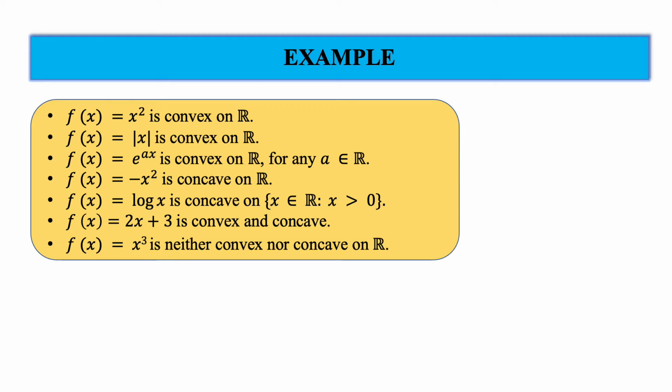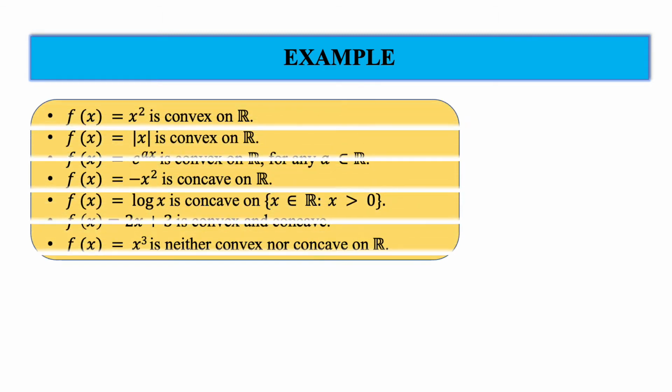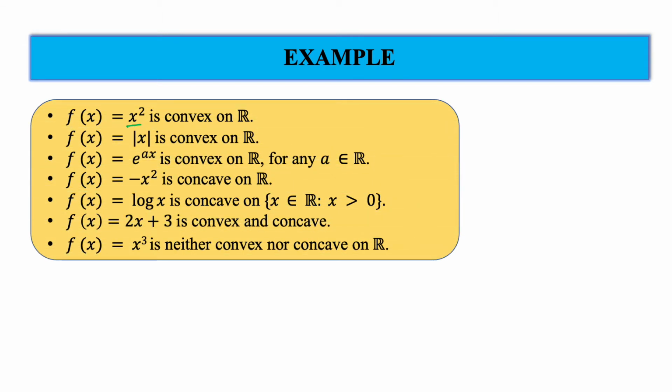well as mathematical methods. Now let us look at some example functions and try to identify whether they are convex or not by drawing their graphs. Suppose we have the function f(x) = x², where f is from R to R. Okay, so now what is the graph of this function? For x² you will have a graph something like this.